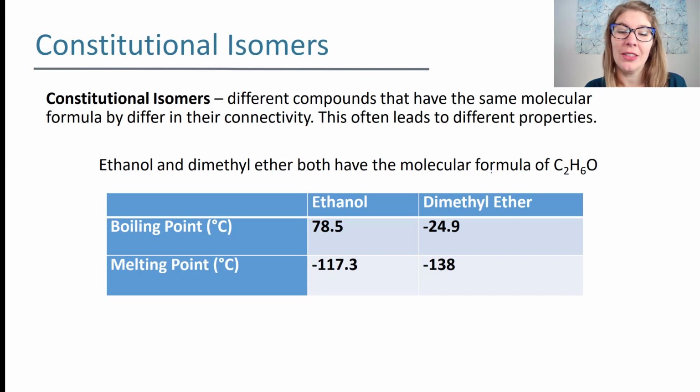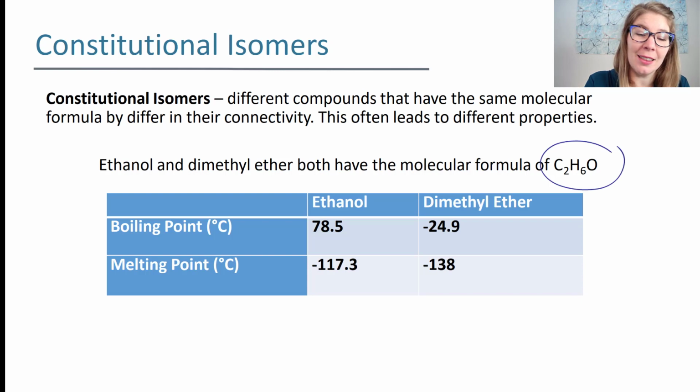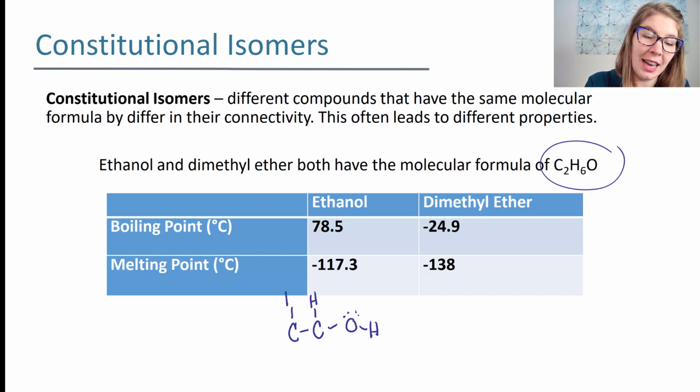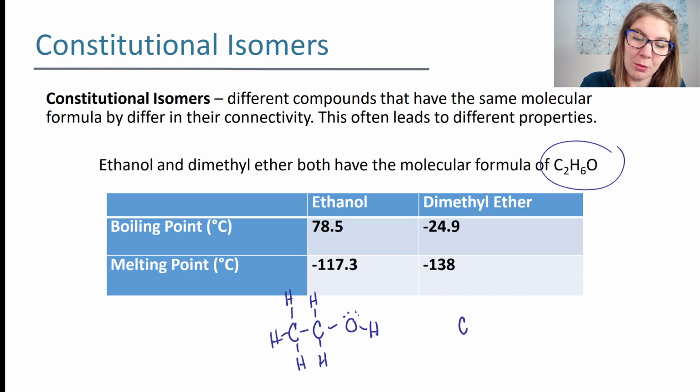So here I have ethanol and dimethyl ether's boiling point and melting point. They both have the same molecular formula of C2H6O. But the fact that ethanol has the ability to hydrogen bond means that this is going to have a much stronger attraction between other ethanol molecules than dimethyl ether, which looks like this.